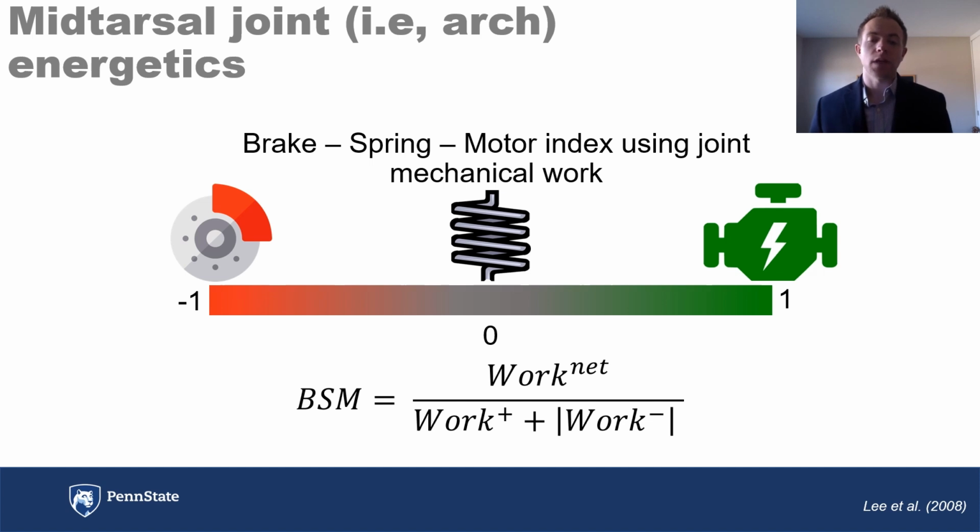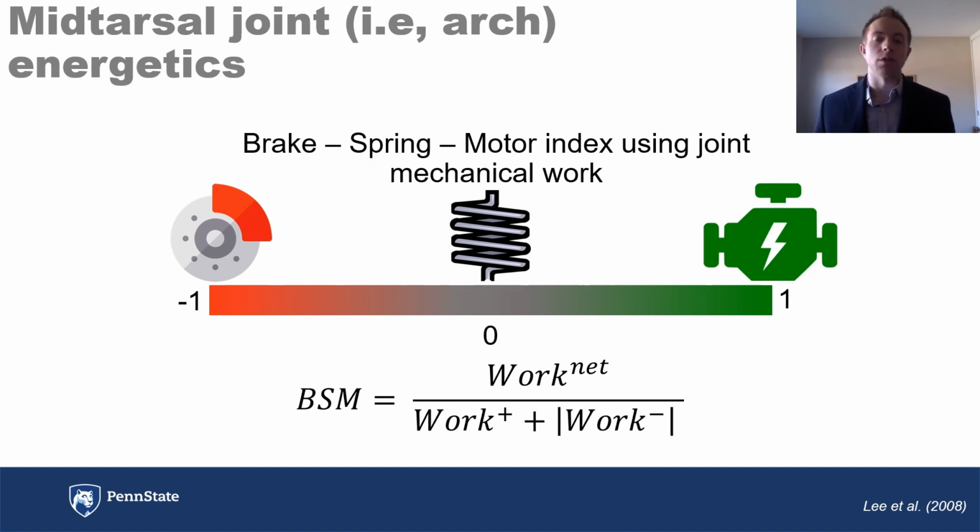As an example, if we were to compress a perfect spring, the amount of energy that we use to compress it would be the exact same as the amount of energy returned when the spring recoils. This would result in 0 net mechanical work and a brake spring motor index value of 0. However, if we used a motor to lift an object, we would be performing purely positive work. Therefore, the net work and positive work would be the same value, and there would be no negative work. This would result in a brake spring motor index value of 1.